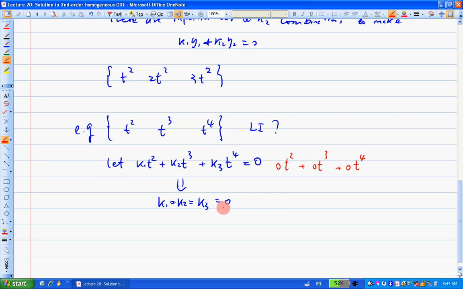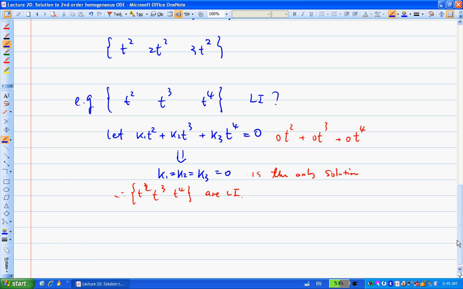Because 0 is the only solution, they are linearly independent. Okay, so now let's take a look at another set.